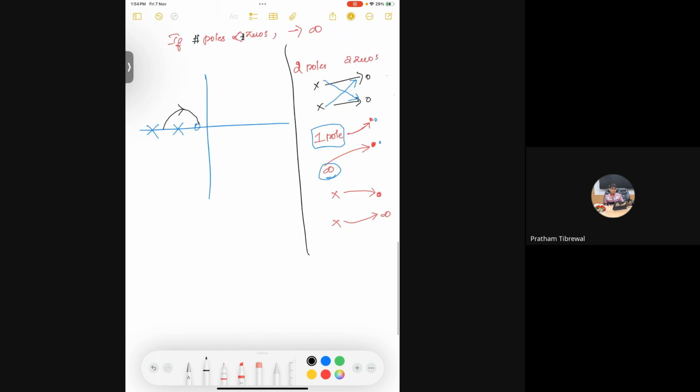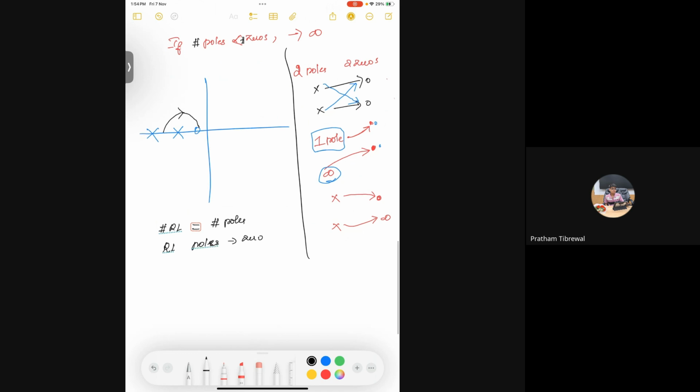There are other properties, like your number of root locus branches should be equal to your number of poles, and root locus always starts from poles to zero. So I have two poles, but I have written only one root locus now. There should be another root locus, right? There is another property about the real axis: root locus is always symmetric. That's what I'm going to tell as the next property.